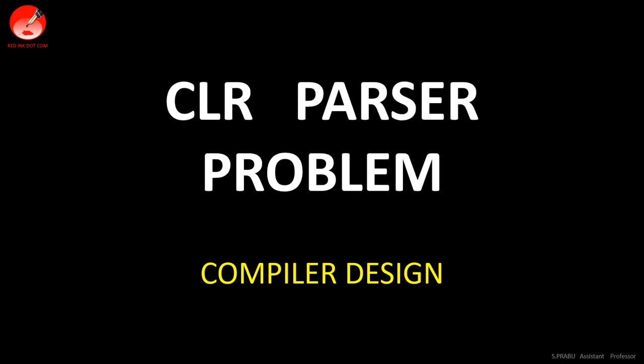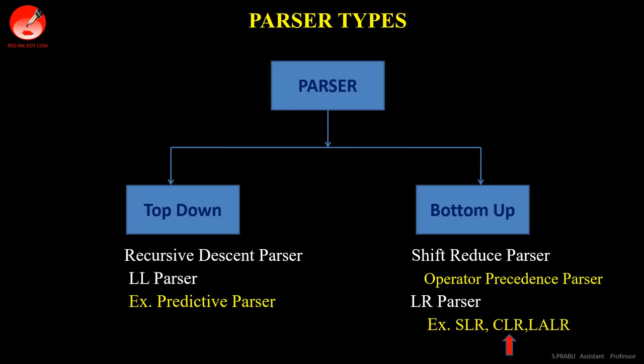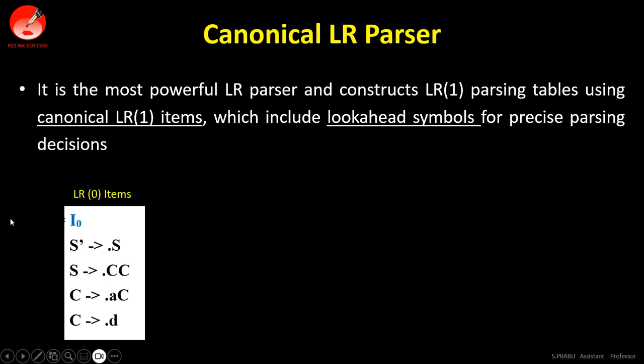In this video, I am going to teach how to solve CLR parser problem in compiler design. In syntax analyzer, CLR comes under the bottom-up parser. This CLR overcomes the issues in SLR by means of LR(1) items. In simple LR, we have I0 set that is called LR(0) items.